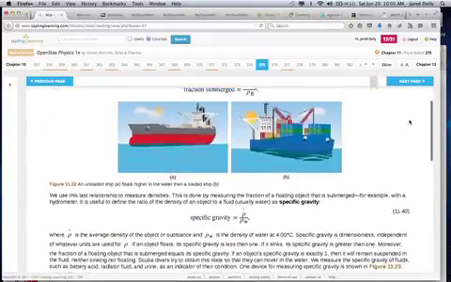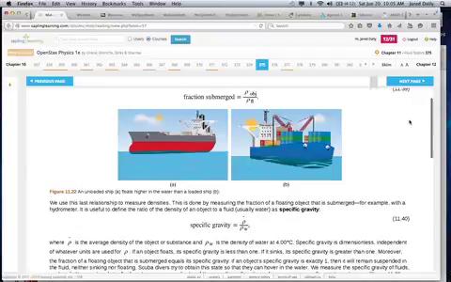Okay, now here they do define something that will become important to us, which is called the specific gravity. The specific gravity of a fluid or of anything is defined as the density of that thing divided by the density of water. So you're essentially comparing the density of whatever object you're interested in to the density of water to tell whether or not it will float. If you have a specific gravity that is less than 1, it will float.